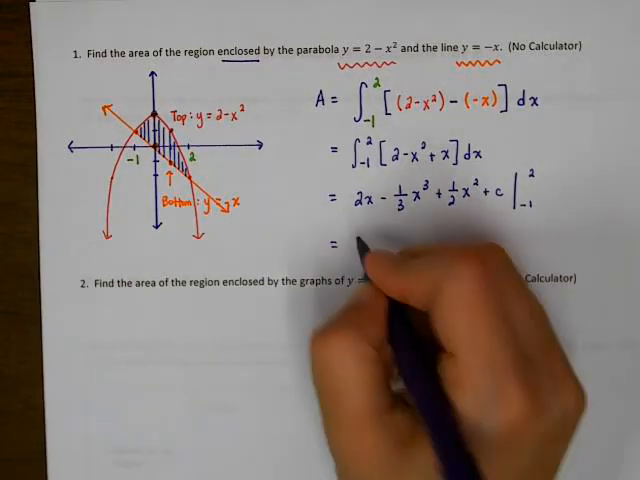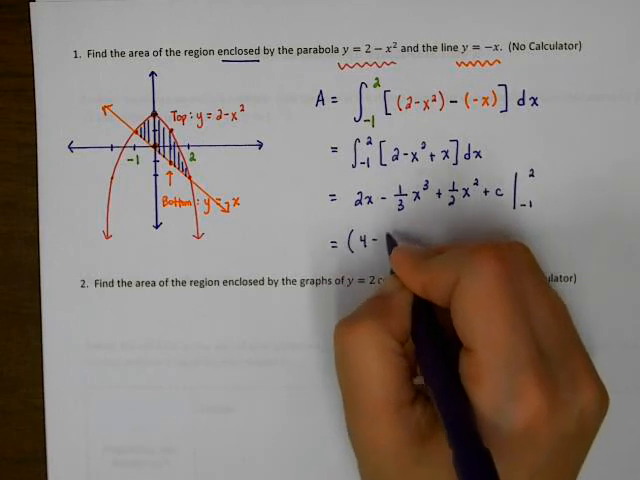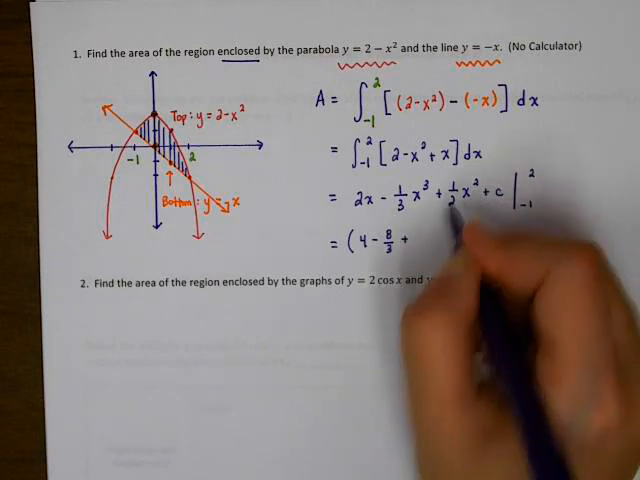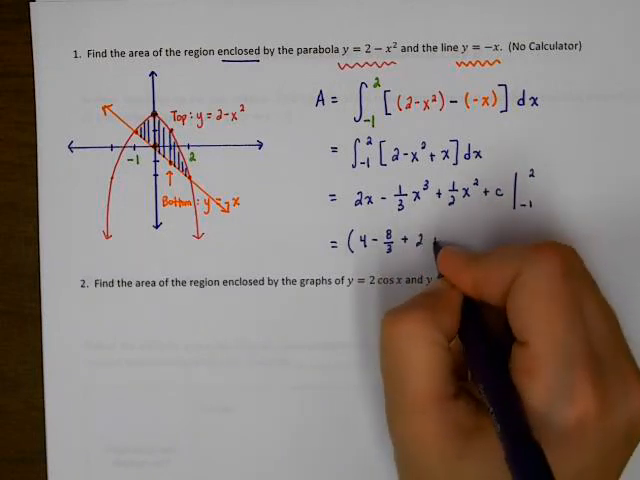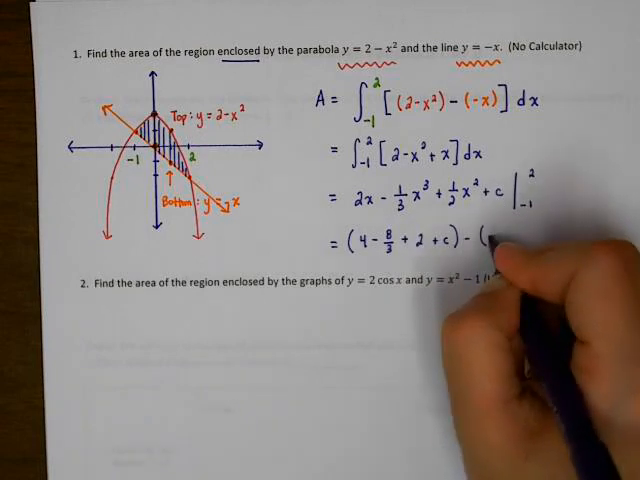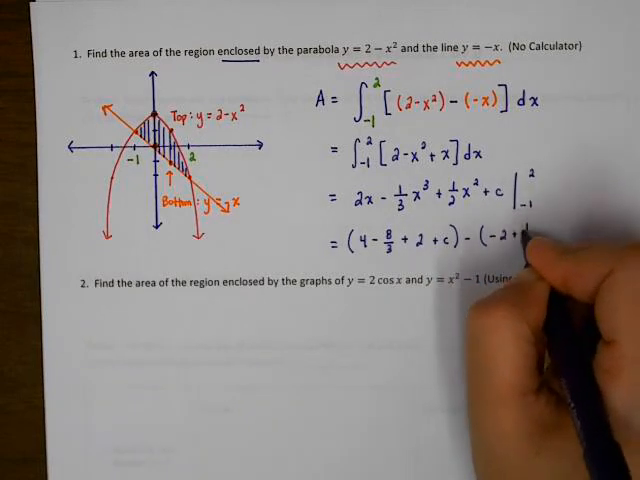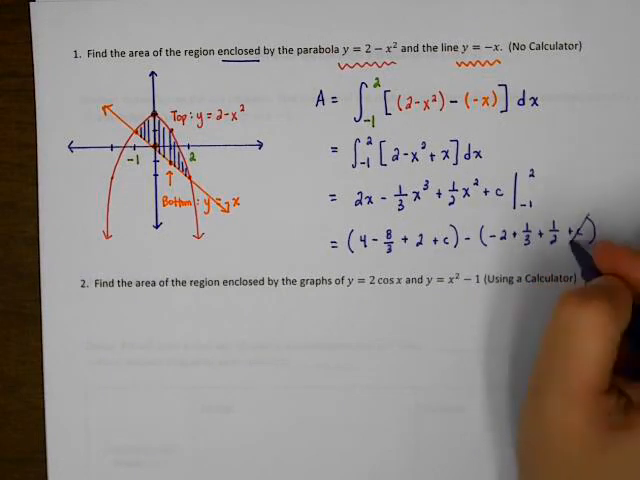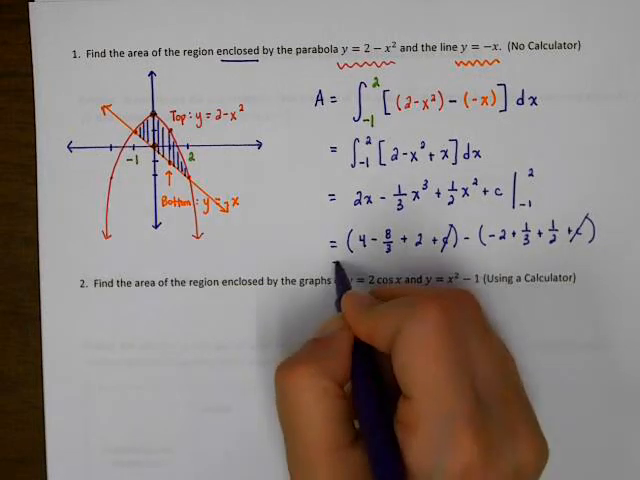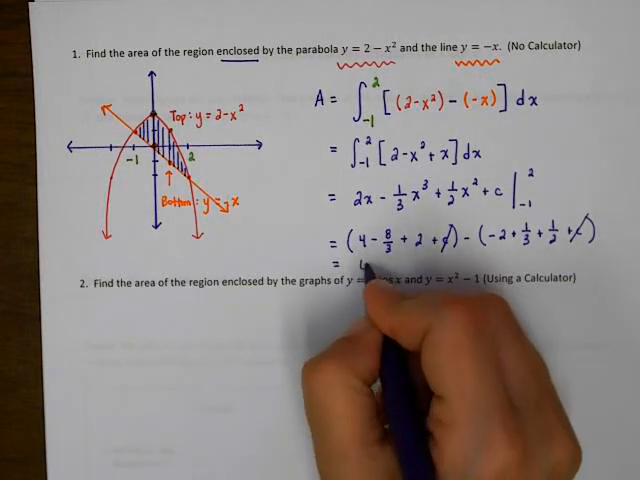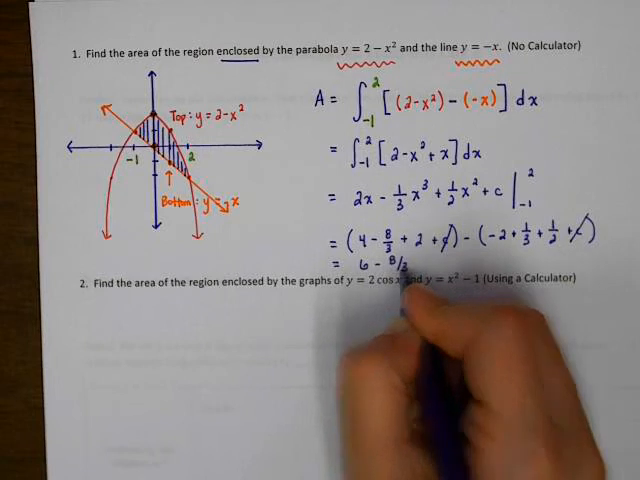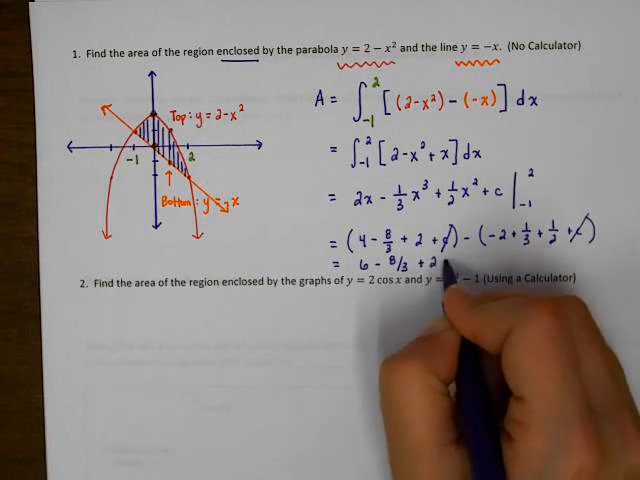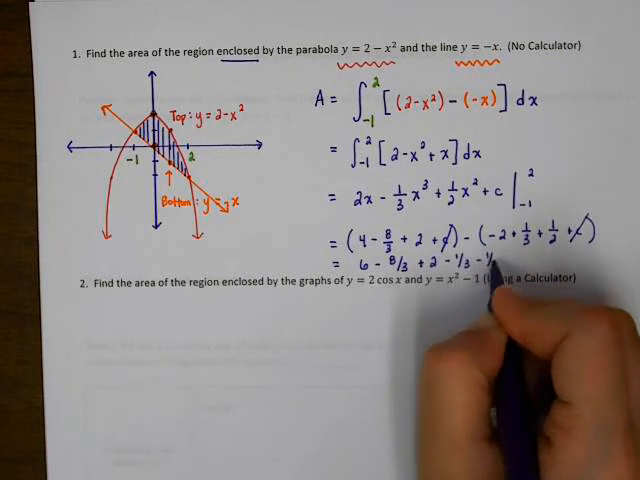Next, I'm going to plug in the 2, so I would have 4 minus 8/3 plus 4 divided by 2, which is just 2, plus c, minus negative 2 plus 1/3 plus 1/2 plus c. The c's cancel. So I'm going to simplify the 4 plus the 2 and get 6. I'm going to save the 8/3 and making a common denominator for later. I'm going to go ahead and distribute this negative, so plus 2 minus 1/3 minus 1/2.